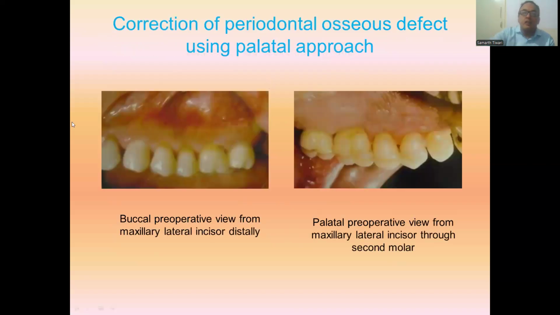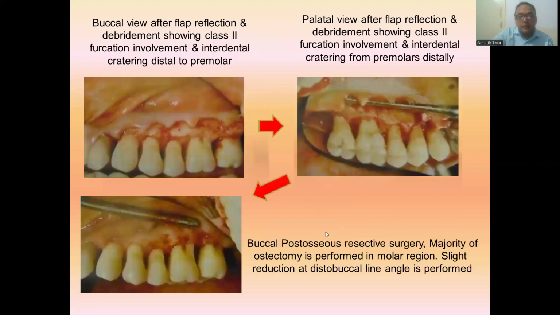Here we can see correction of a periodontal osseous defect using the palatal approach. Buccal preoperative view from the maxillary lateral incisor distally. Palatal preoperative view from the maxillary lateral incisor through the second molar.